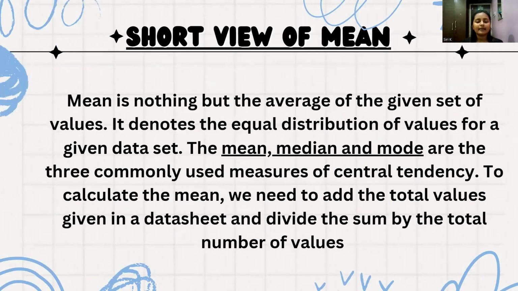Short view of mean. Mean is nothing but the average of the given set of values. It denotes the equal distribution of values for a given data set. The mean, median, and mode are the three commonly used measures of central tendency. To calculate the mean, we need to add the total values given in a data set and divide the sum by the total number of values.